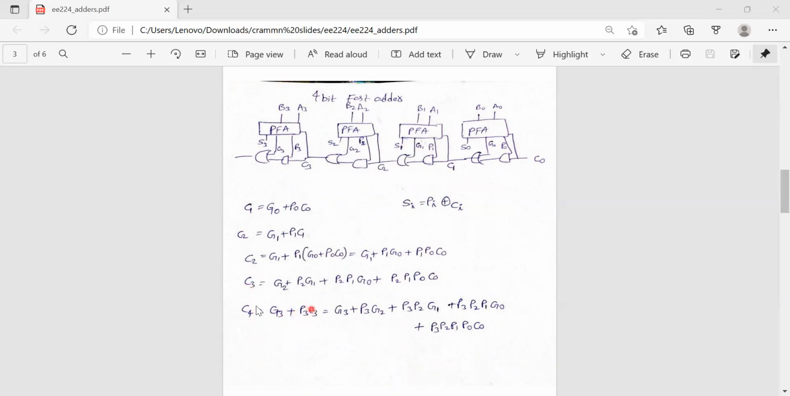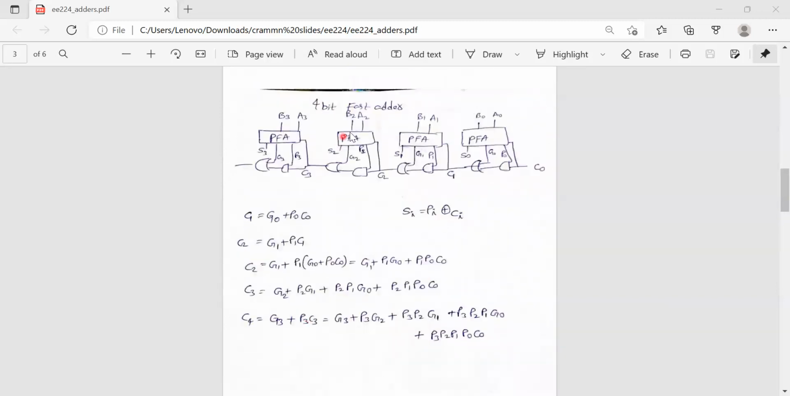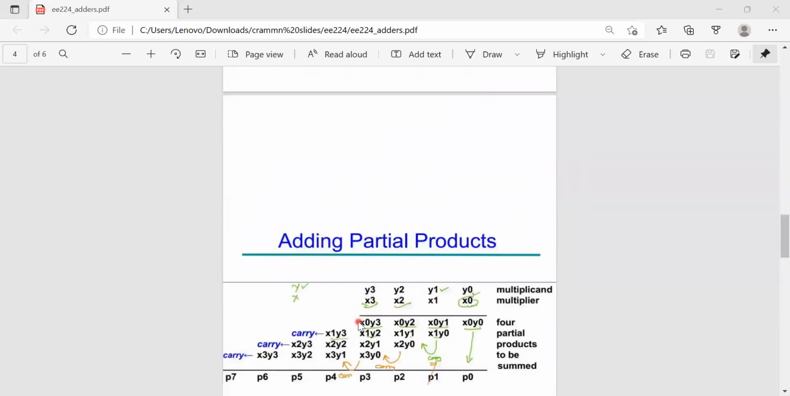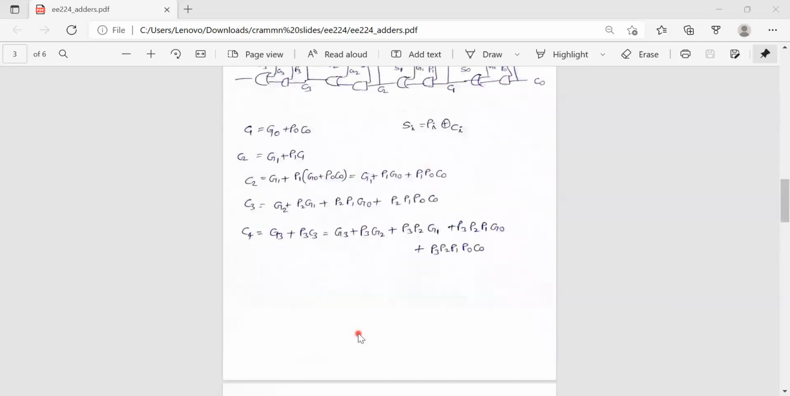So each carry is dependent only on the outputs like G3, P3, and so on, and C0. It is not dependent on C2 and C1. Okay, so this is the fast adder. The delay is less compared to cascading full adders.